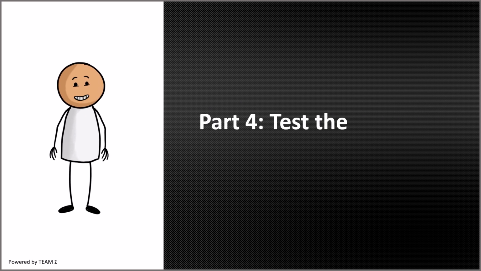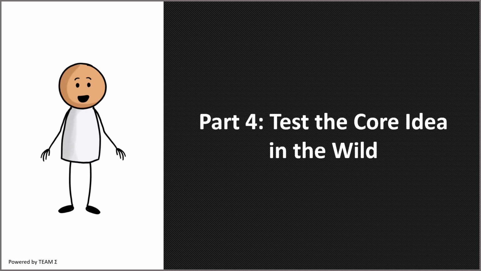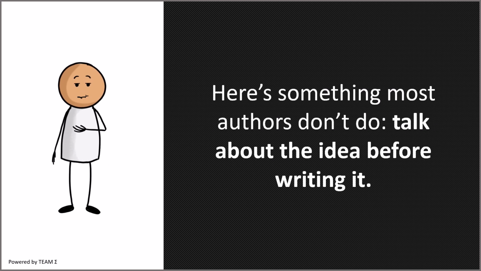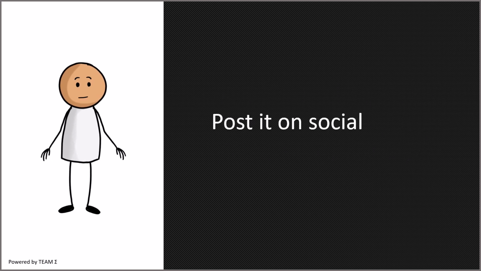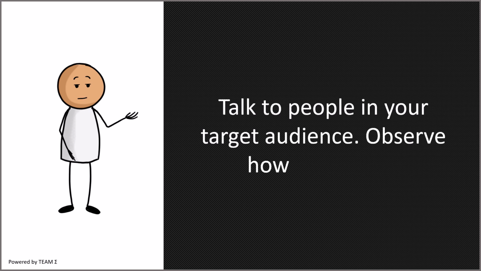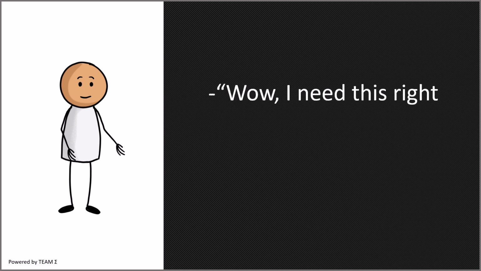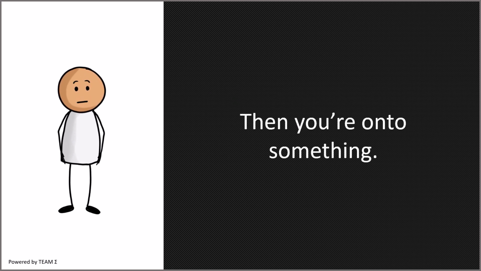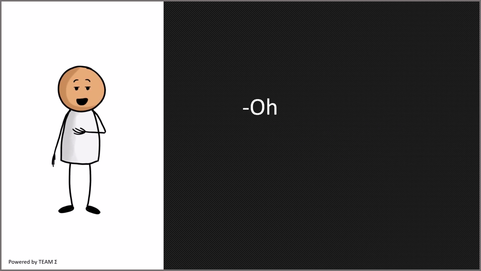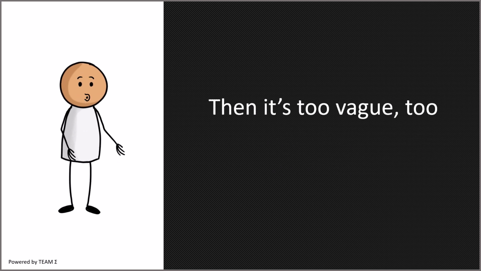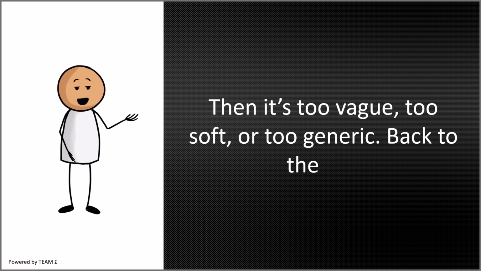Part 4. Test the core idea in the wild. Here's something most authors don't do. Talk about the idea before writing it. Post it on social media. Write a blog. Talk to people in your target audience. Observe how they react. If they say, "Wow, I need this right now. Where was this 3 months ago?" then you're onto something. If they say, "Oh, that sounds interesting," and change the topic, then it's too vague, too soft, or too generic. Back to the lab.